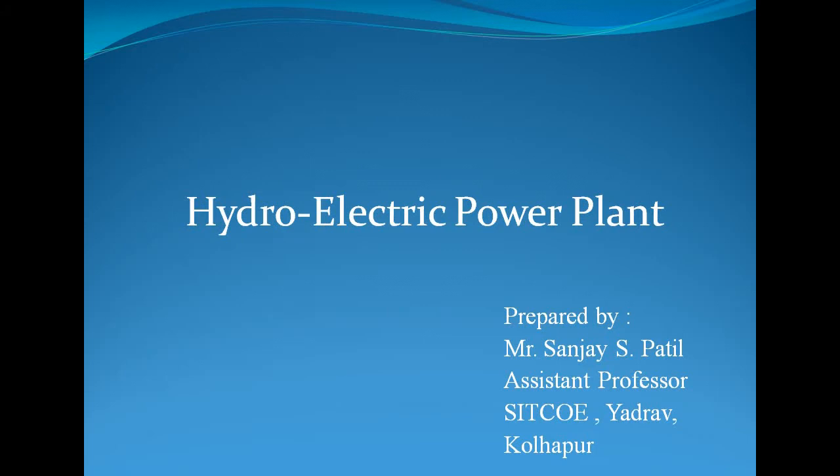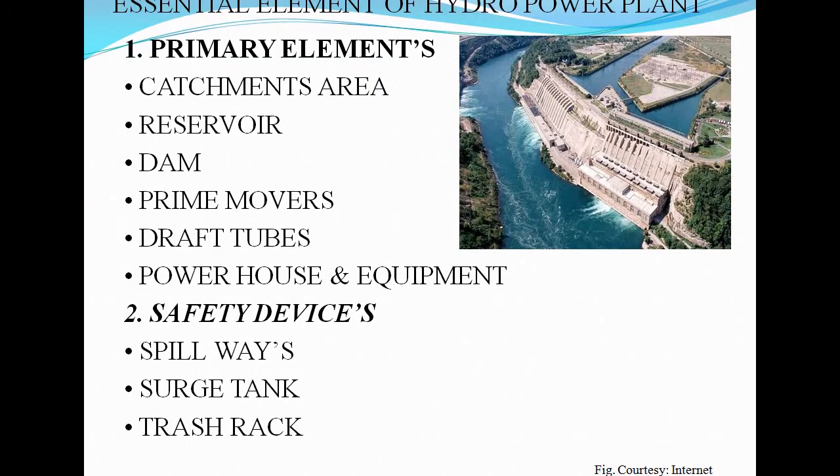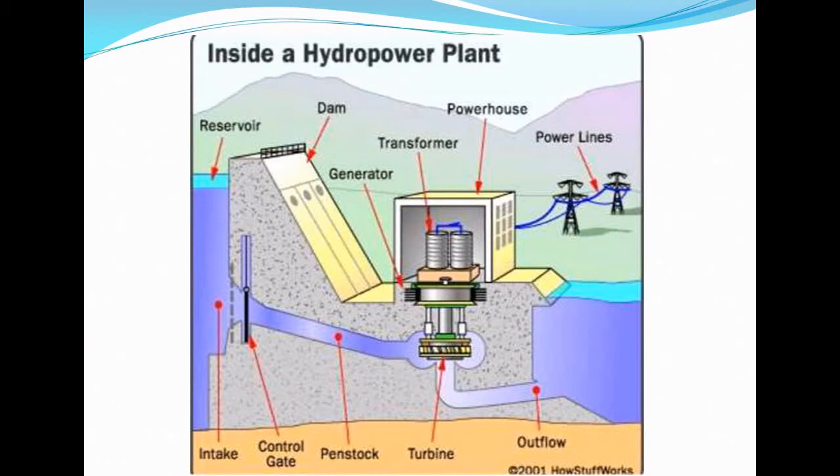Hi students. In our last presentation we have seen the hydroelectric power plant. Just an overview: we have seen various components inside a hydropower plant: reservoir, then intake of water, then dam, control gates, then you can see the penstock and the turbine attached to the generator.